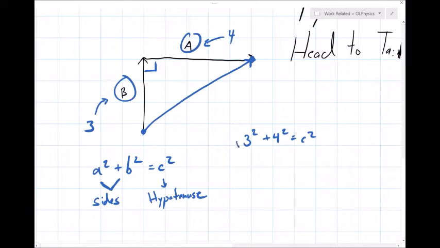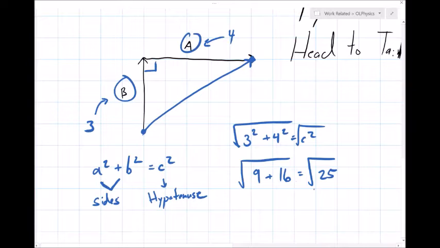Well, we want to get C by itself, so we're actually just going to square root both sides. So then we end up getting the square root of 9 plus 16, and that equals the square root of 25. In physics, we don't have radicals, so we're just going to take the square root of 25 and we get 5. In our case, we're measuring boxes, so we have 5 boxes.